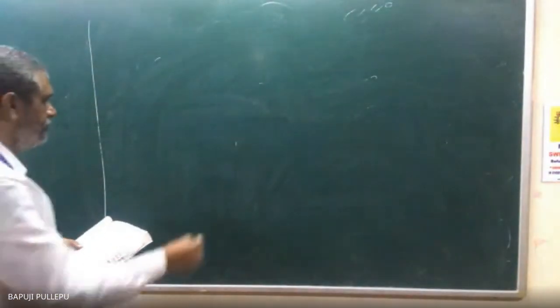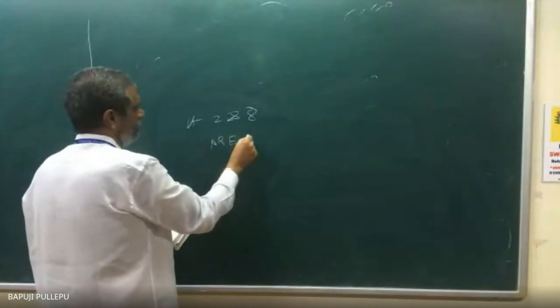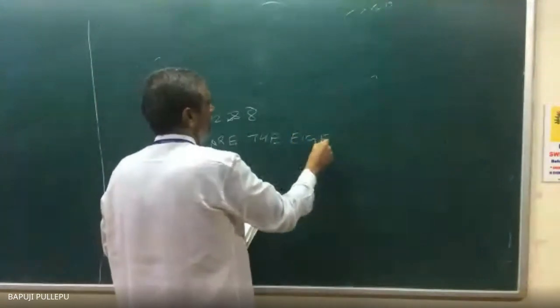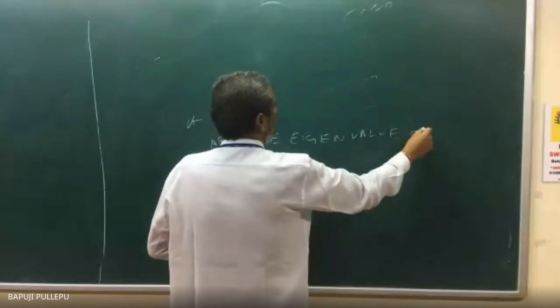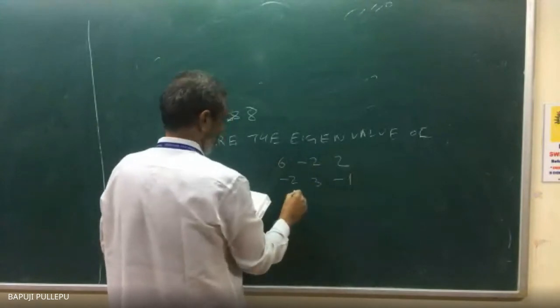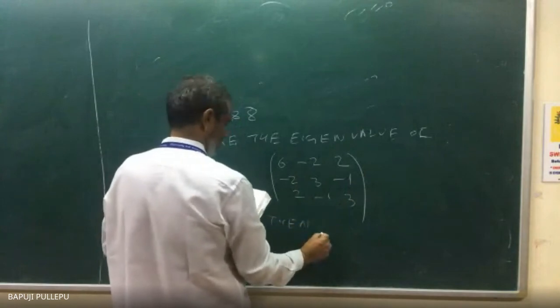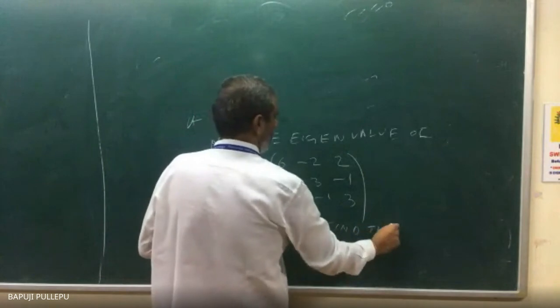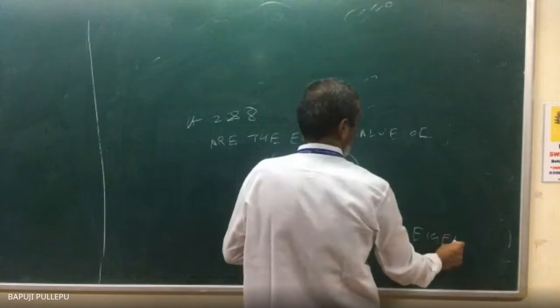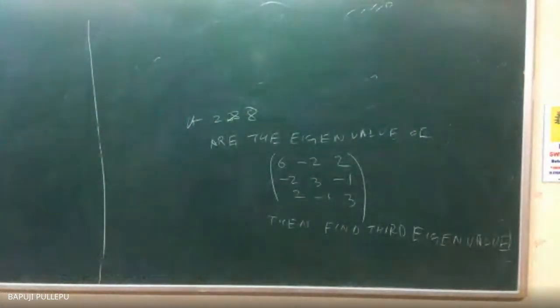If 2 and 8 are eigenvalues of the matrix [6, -2, 2; -2, 3, -1; 2, -1, 3], then find the third eigenvalue. Two eigenvalues are given, they are asking for the third. How will you do it? You can use the trace.